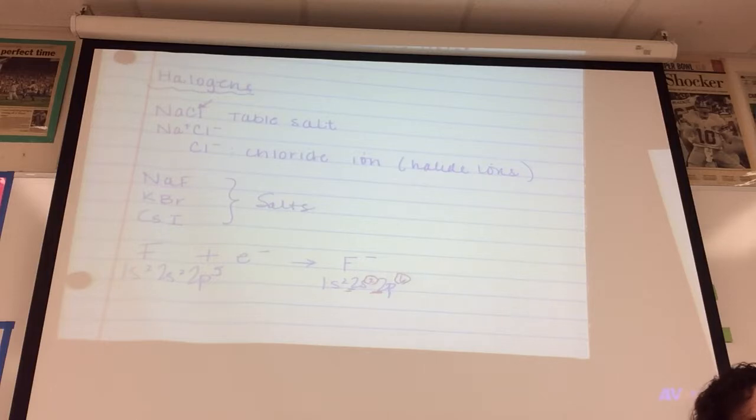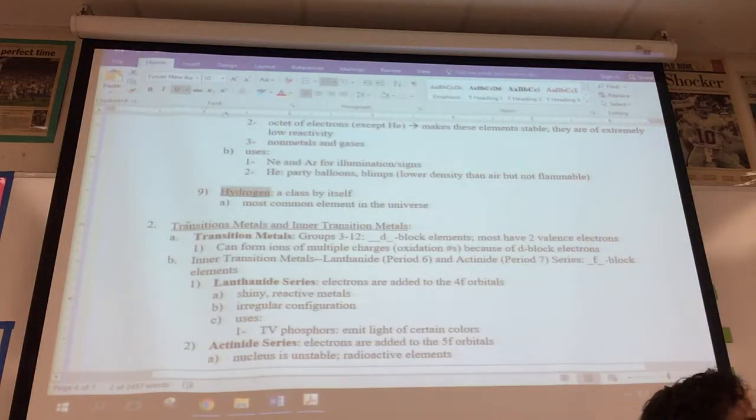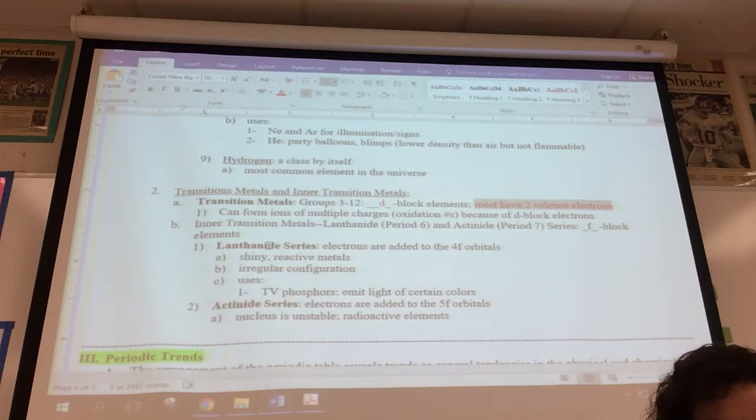So your main group elements are your s's and your p's. The other classification, if you will, are your transition and inner transition elements, all of which are metals. Your transition metals are in groups 3 through 12. They are d block elements. Their electron configuration ends in d, and most of them have 2 valence electrons, although there are some exceptions. Let's take a look at the d blockers, and let's prove that they typically have 2 valence electrons.